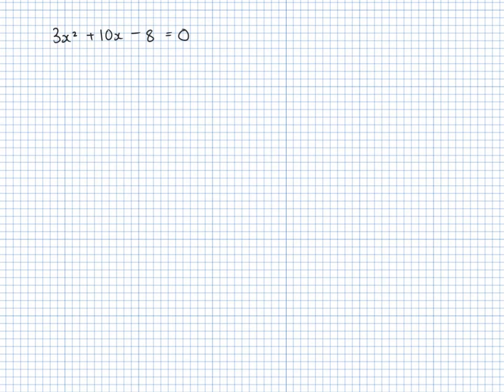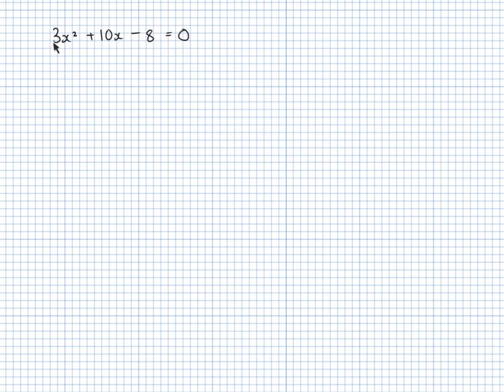Here's another quadratic equation that I'm going to solve by factorization. Remember when I factorize, I would have rewritten this as a multiplication on the left hand side, and two things multiplied together to make 0 means at least one of them has to be 0. So how do I factorize this?